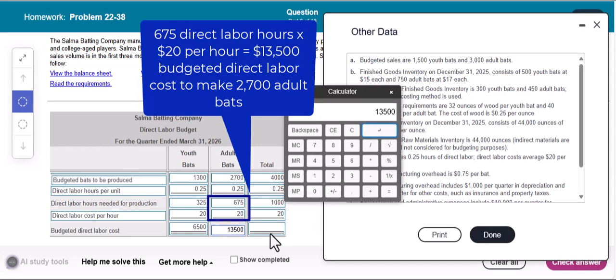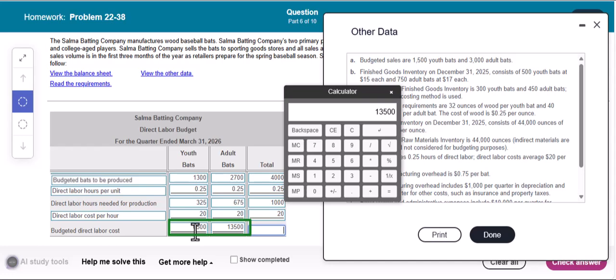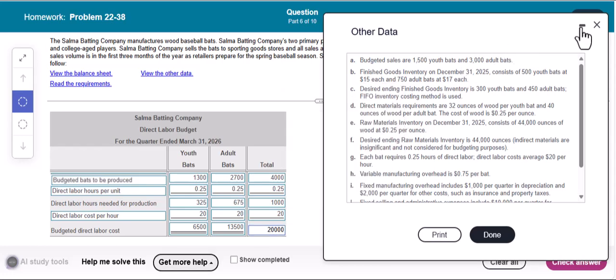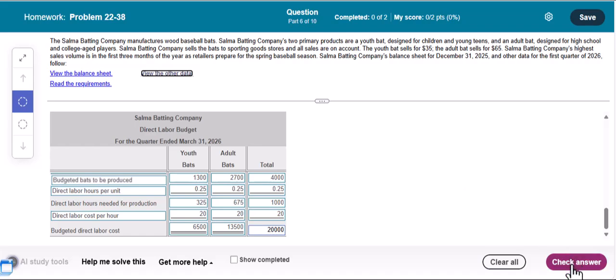Then our total is going to be this 6,500 plus 13,500 for that budgeted direct labor cost, so the total for the youth and adult bats. And that gives us 20,000 even. One way to double check this is to take the totals here, the direct labor hours needed for production, this 1,000, and multiply it by the direct labor cost per hour, 20. Again, that would be 20,000 to double check our work. So let's close out of our calculator, minimize this, and check our answer. Good job.